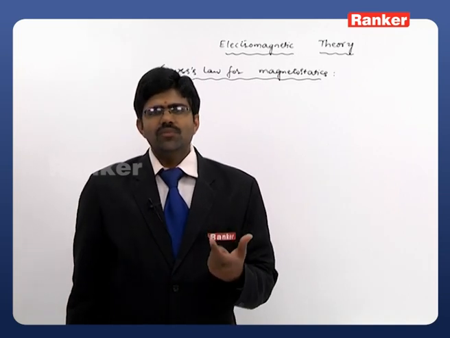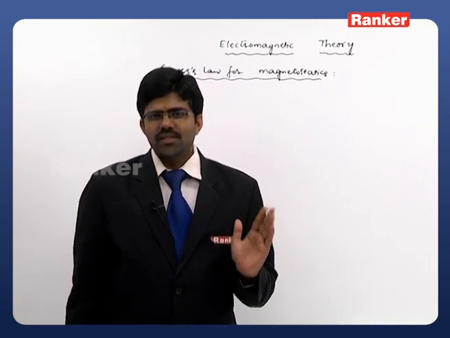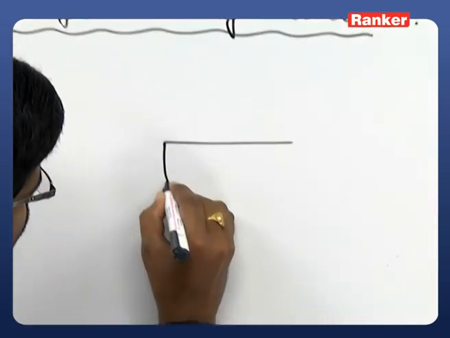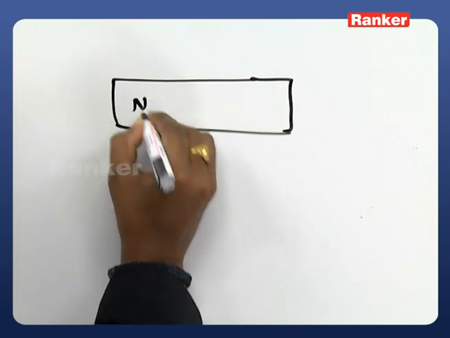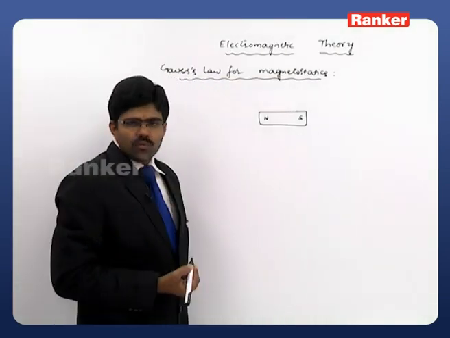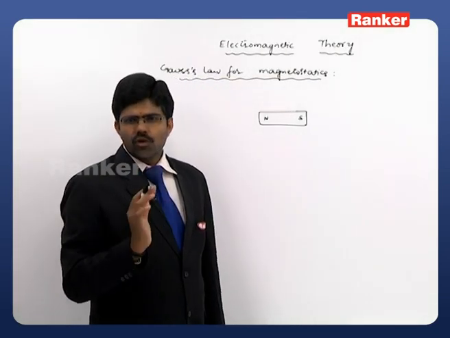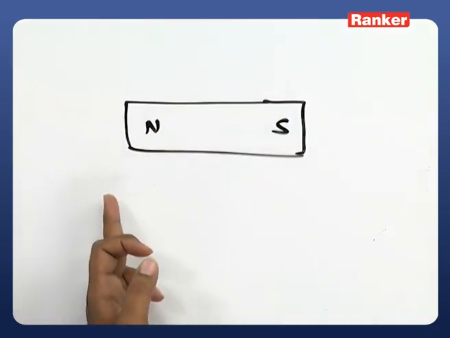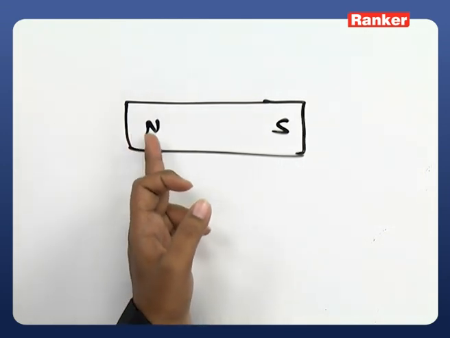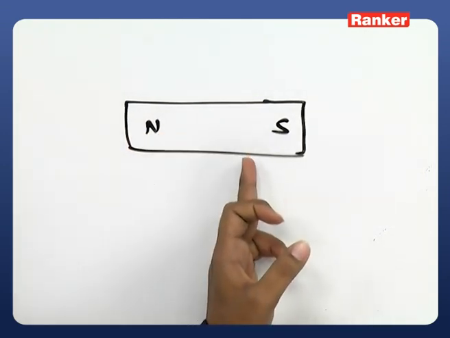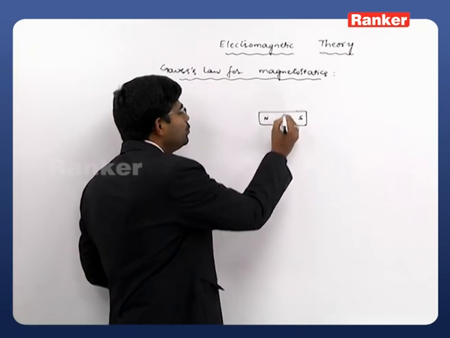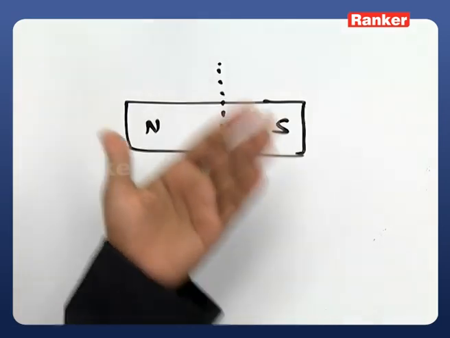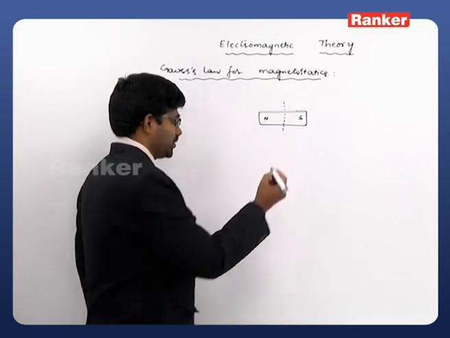What happens if a magnet is divided into two pieces? Let us consider a bar magnet. It's not only a bar magnet, but any type of magnet. From general observation we can say that every magnet will have a north pole and south pole. If we cut it into two pieces, then what happens?